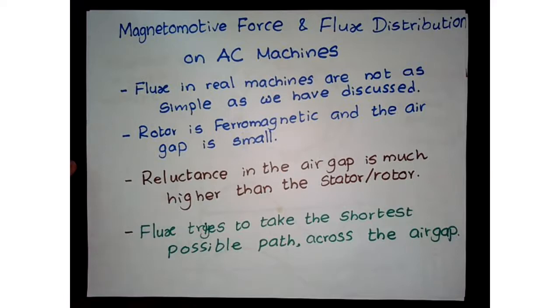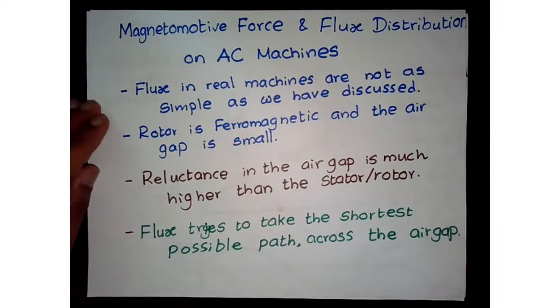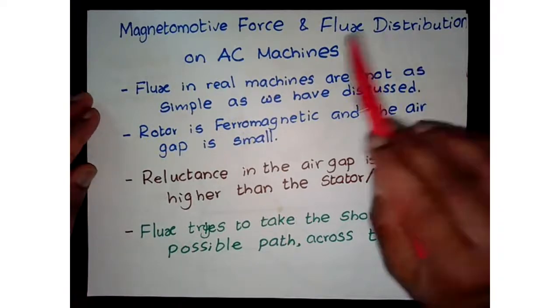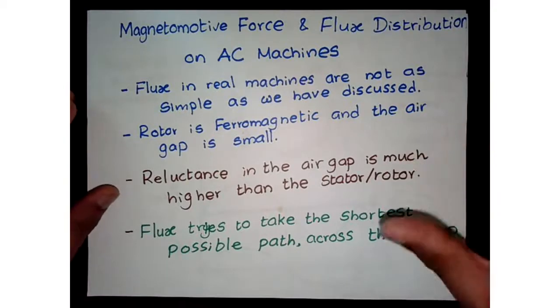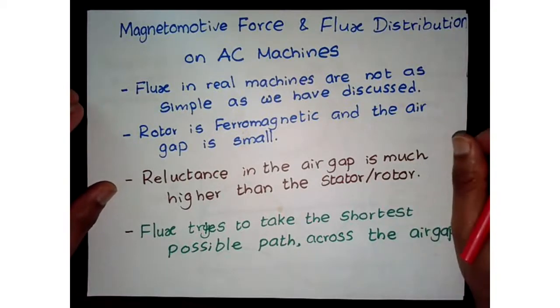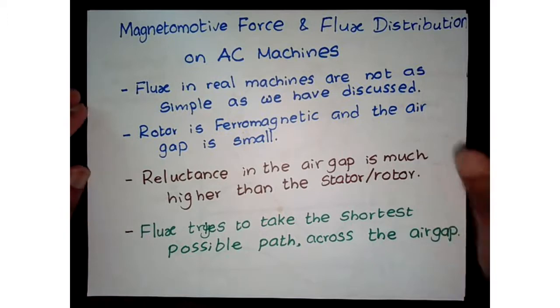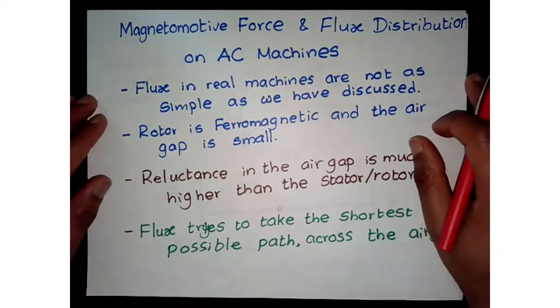So far, we have been talking about some basics related to AC machines, and let's extend that knowledge to understand a little bit more into how the magnetics work inside an AC machine, particularly magnetomotive force and the flux distribution inside it. And later, we can look at how the back EMF looks like on such an AC machine.